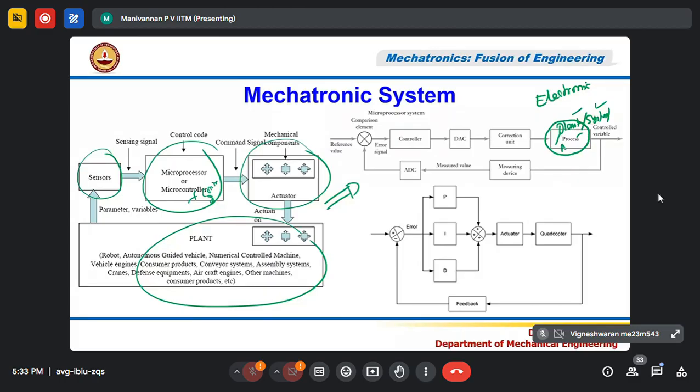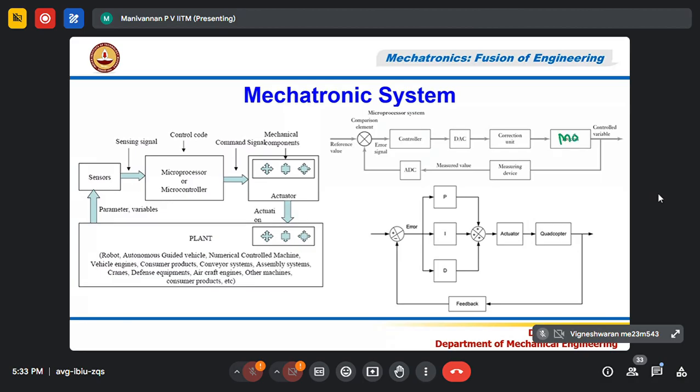This is my process, nothing but my motor. Let me clear this so you can read it. This is nothing but an electric motor. I want to control the motor. What do I want to control? The output of the motor: speed, shaft speed. Shaft speed is the output of the system.